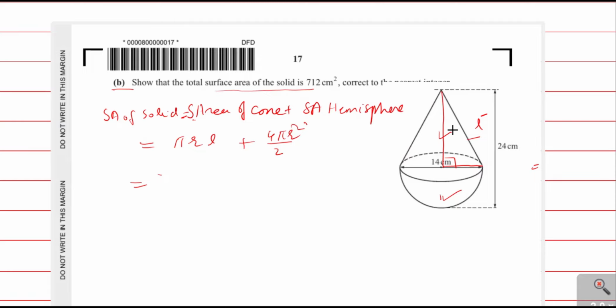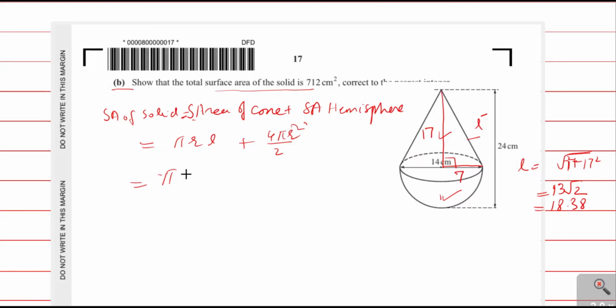And this height is 17 and this radius is 7. And this slant length will be equal to the square root of 7 square plus 17 square. And this will be equal to 13 square root 2. And this is 18.38. This is the slant length.